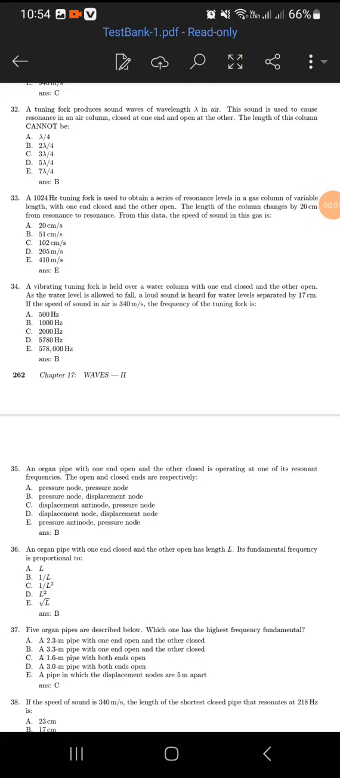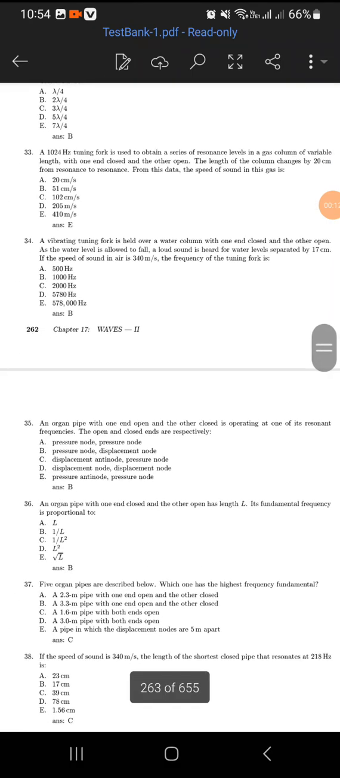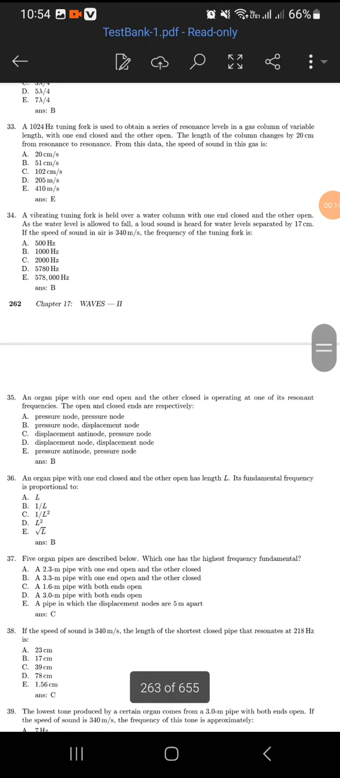Okay, 33. A 1024 Hertz tuning fork is used to obtain a series of resonant levels in the gas column of variable length, with one end closed and the other open. The length of the column changes by 20 centimeters from resonance to resonance. So from this data, the speed of the sound in this gas is what? Is E. It's 410.